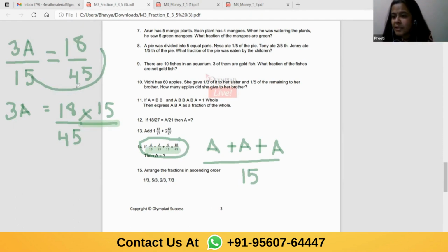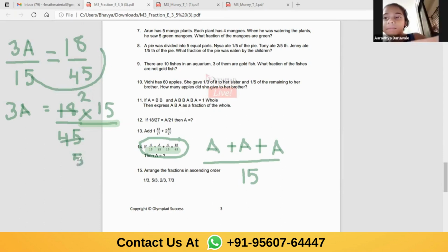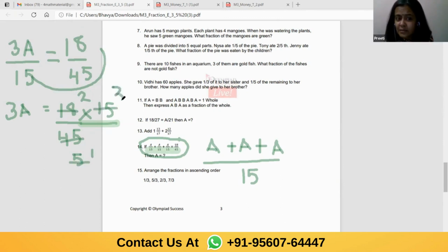Now see, 18 upon 45. Can I reduce it using the table of 9? Yes. 9 2s are 18 and 9 5s are 45. Am I correct? Yes, ma'am. And 15 and 5. 5 1s are 5 and 5 3s are 15. Am I correct? Yes, ma'am. So it is so simple now.